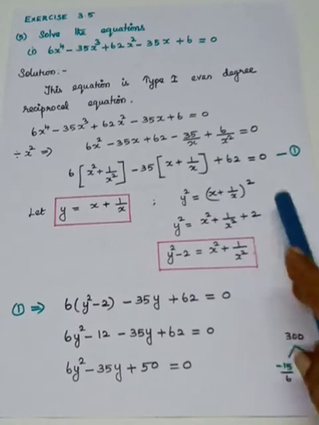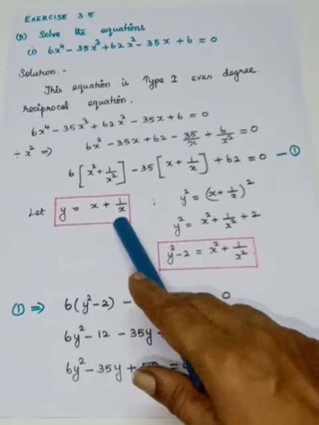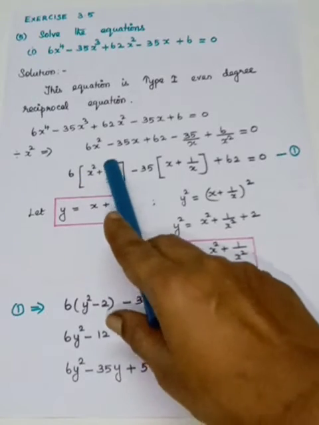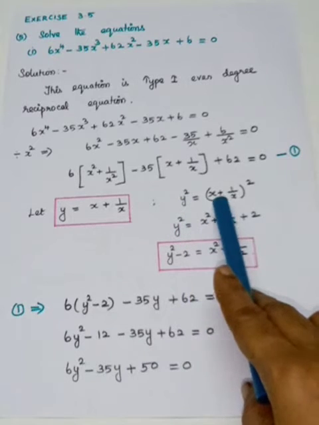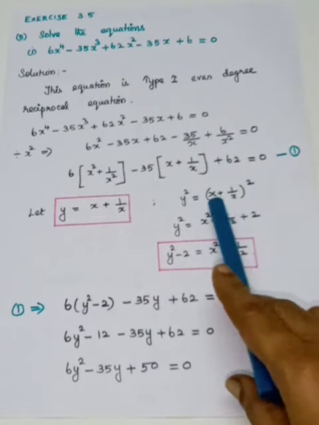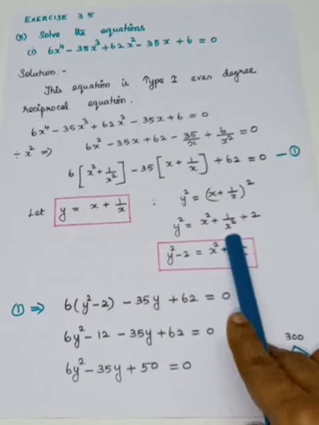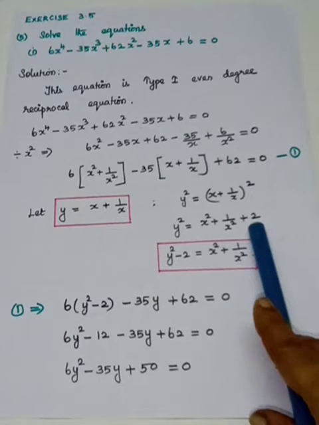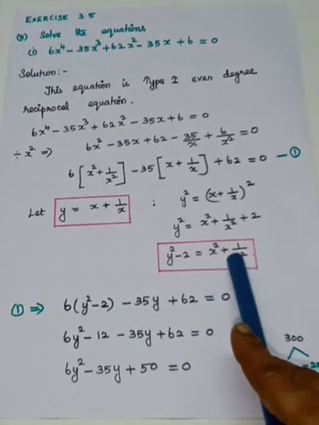We brought the equation in terms of x plus 1 by x. Now what you have to do, this x plus 1 by x has to be taken as y. Now what is x squared plus 1 by x squared? For that, you have to square on both the sides. So y squared is equal to x plus 1 by x the whole squared. It is in the form of a plus b the whole squared. So we are expanding: a squared plus b squared, that is x squared plus 1 by x squared, plus 2ab, 2 into x into 1 by x. So your answer here is 2. This 2 you bring to the left side. So it is y squared minus 2 is equal to x squared plus 1 by x squared.